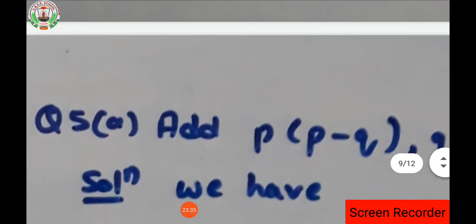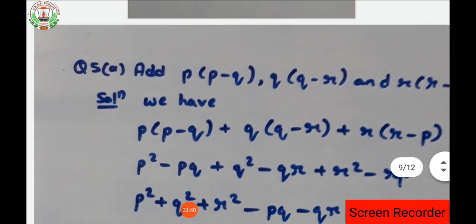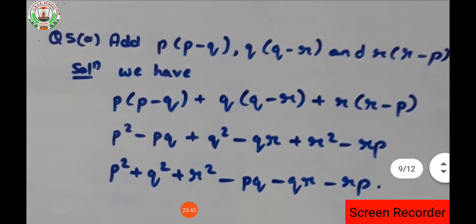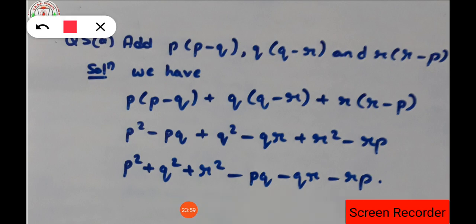Clear? Next, question number 5. It is said that you have to add. In question number 4, it was said to simplify and keep the values of the respective numbers, but here in question number 5, it is said that you have to add. That means in place of comma, first we are going to put the plus sign. So in place of comma and in place of 'and', we are going to put the plus sign. Then whatever number is present outside the bracket, we are going to multiply.